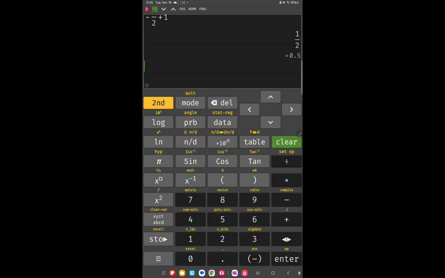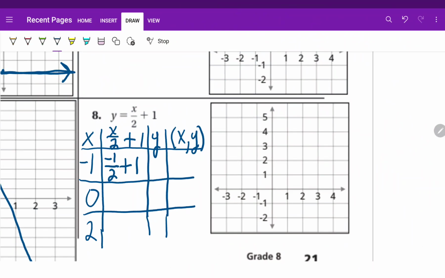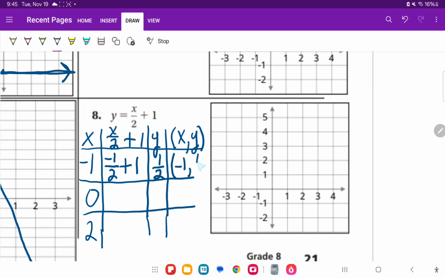All right, so I'm going to switch back over here, and I will go with the 1/2. I'm going to go with the fraction. So my point is -1, comma, 1/2. Okay, so then you're going to put 0 in, like that.